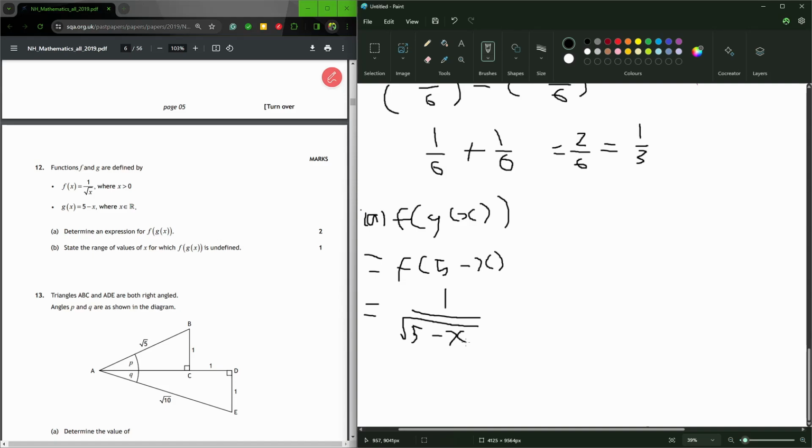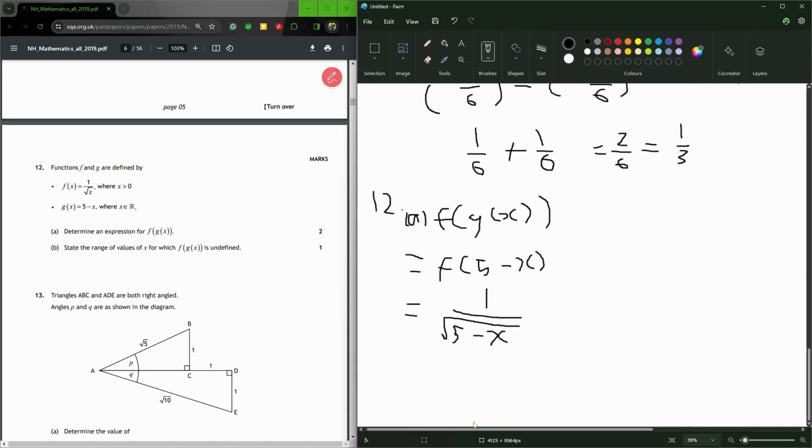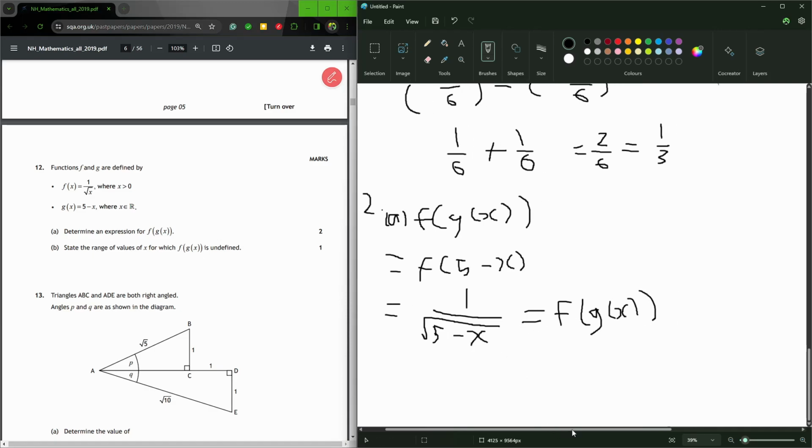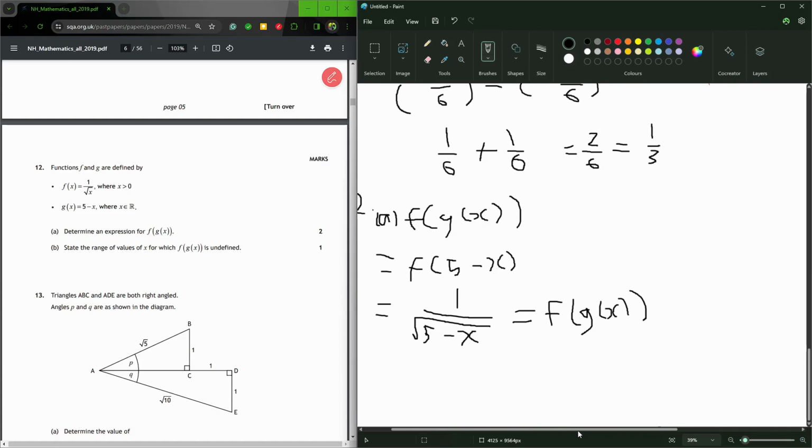And there you go. That's it, actually. I'm not even joking. That's all you need to do. So maybe if you want, you can just tie it back to the original equation, to make sure the marker can understand what on earth is happening, right? But yeah, that's all you need to do. That's 2 marks. Welcome to the SQA, peeps.